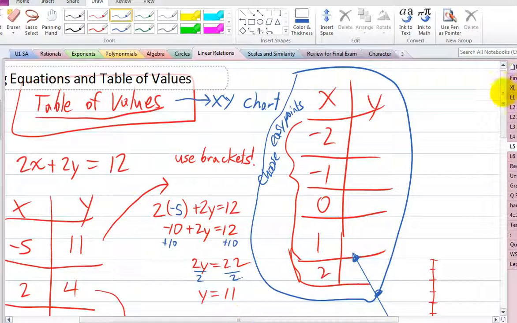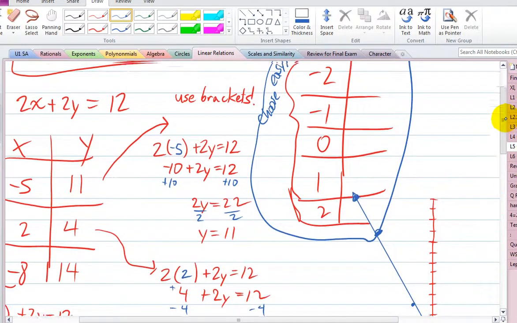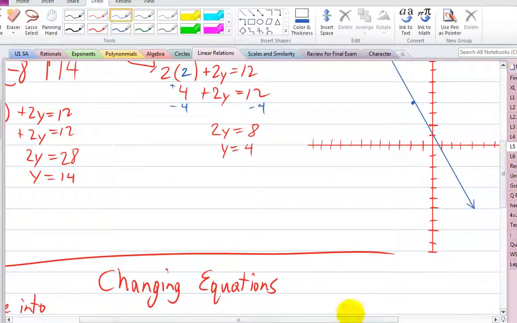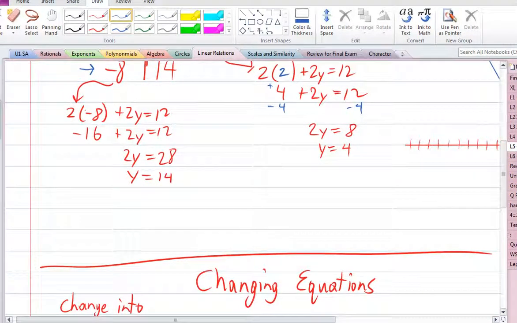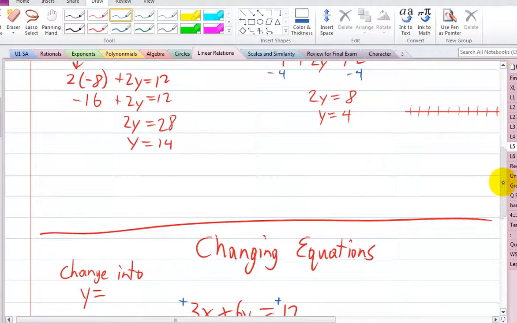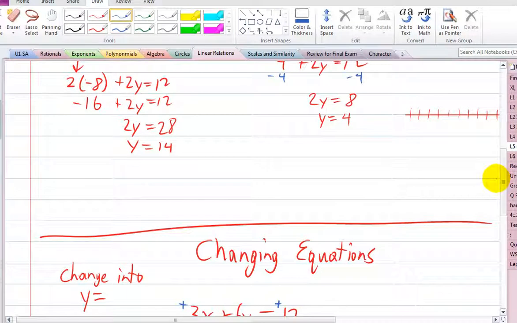So that's the first part of what you're going to do on one of the worksheets. You're going to find out some table of values and then you're going to plot your graphs. Next part, draw a little line, changing equations. This is a really great thing for math. You do this a lot in grade 10 math and science, grade 11 physics. This is all it is, changing equations. What you want to do is change equations into y equals.